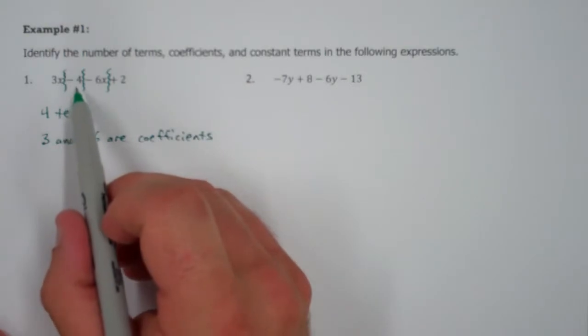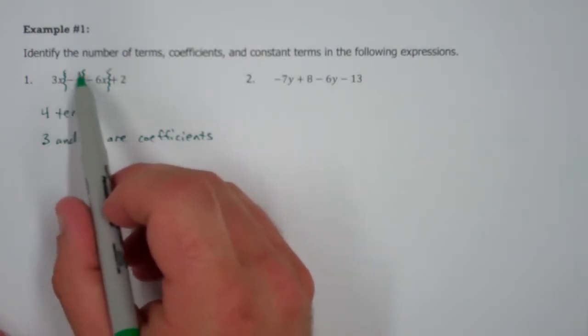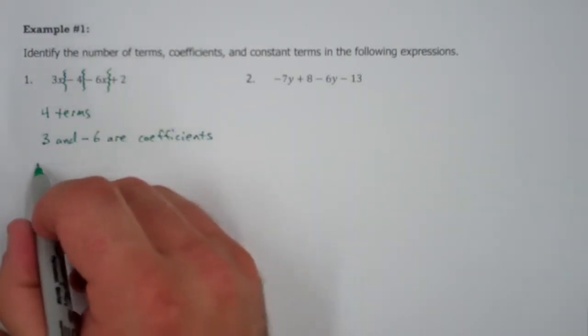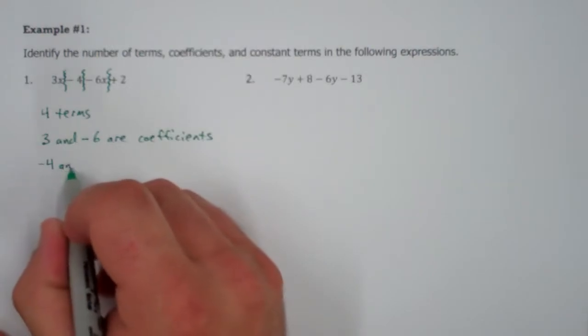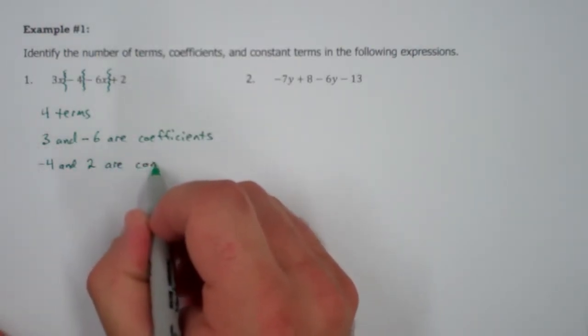The constant terms here, the ones that don't have a variable or something that varies with it, would be negative 4 and positive 2. So we've got negative 4 and positive 2, and those are known as constants.